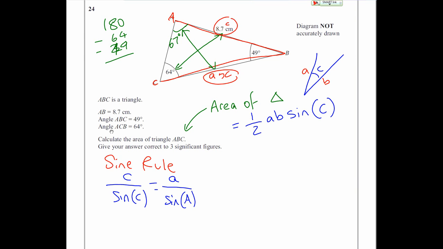Now let's substitute in what we know. The length C is 8.7. The length A is what we're trying to find. It's x. The angle C is 64. And the angle A is 67.